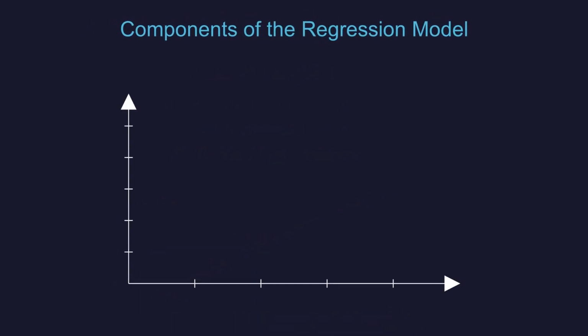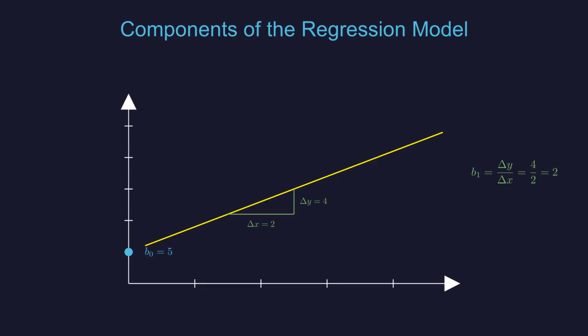Let's visualize the key components. The regression line has an intercept, b0, where it crosses the y-axis. The slope, b1, is the rise over run. For every 1 unit increase in x, the predicted y increases by b1 units. In this example, the slope of 2 means each additional unit of x is associated with 2 more units of y.